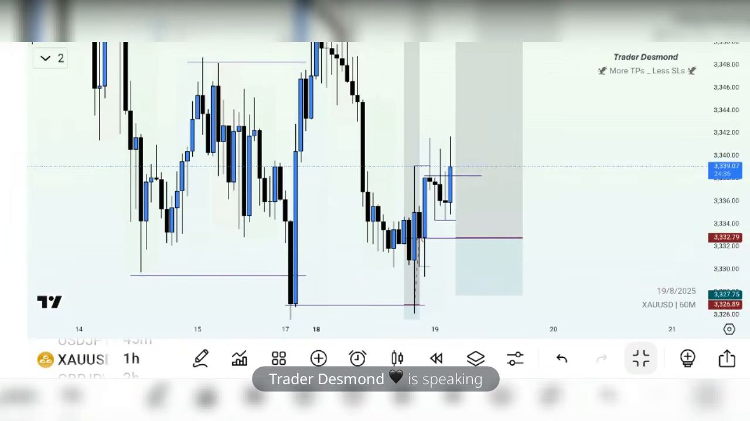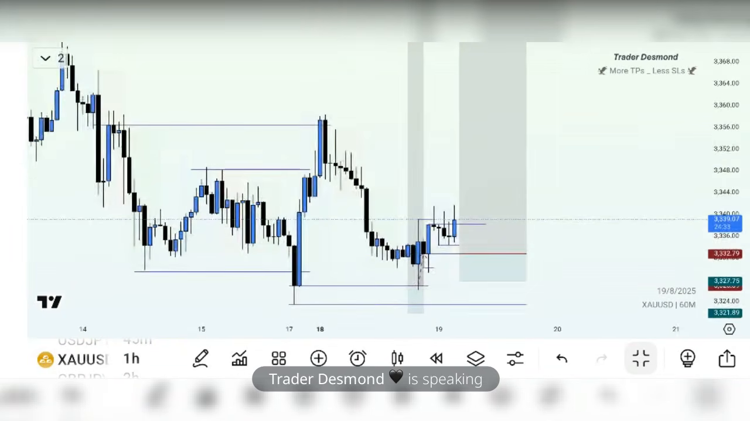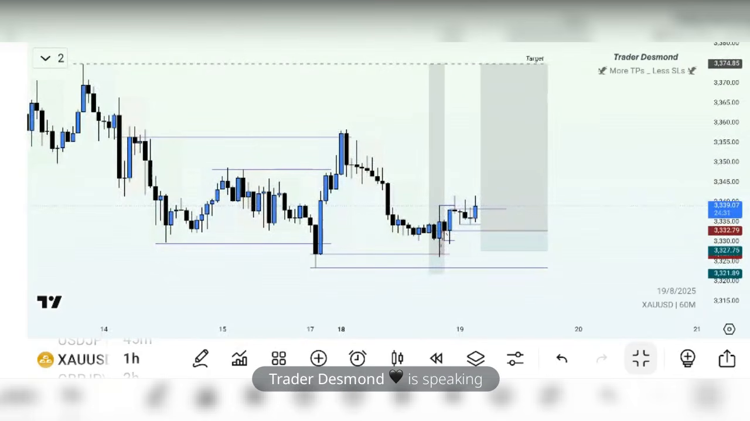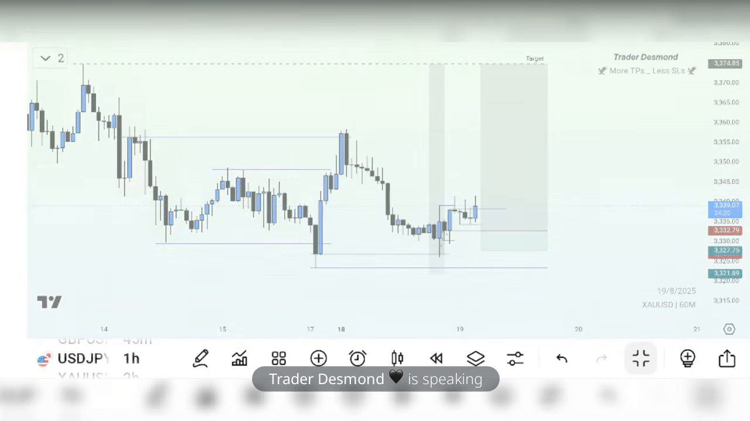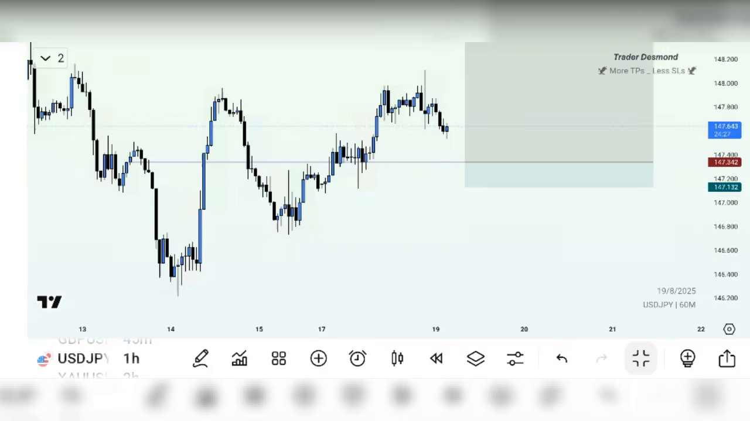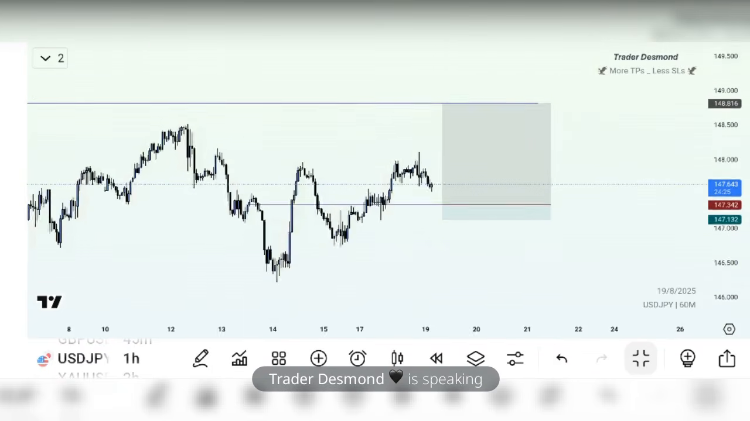Any question before I proceed to the next pair? I think we are taking much time on this. Let me move to the next pair. USDJPY. I'm having this on USDJPY.